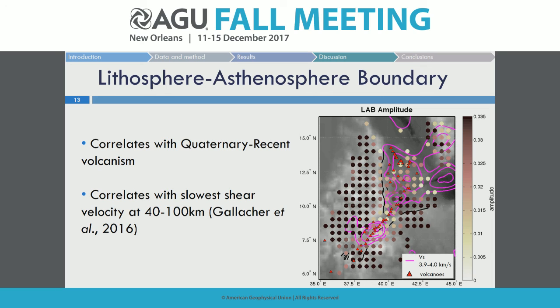But what is interesting is actually that this low amplitude LAB correlates with volcanic activity and with the slower shear velocity. So in 2016, Gallagher et al. found those lower velocities that came up in pink over here, that correlates quite nicely with my low amplitude LAB. And what they found is that there is partial melt in the mantle. And if we think there's partial melt in the mantle, that means there's no more seismic contrast between an asthenosphere full of melt and a lithosphere full of melt too. So that explains why we can't see the LAB in the S2P receiver function.